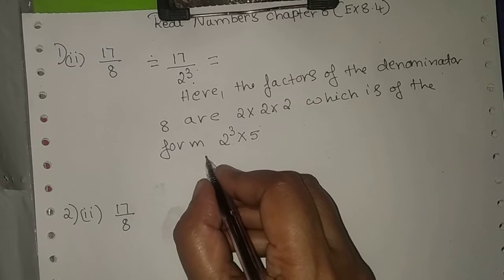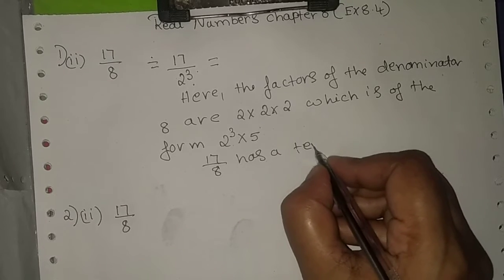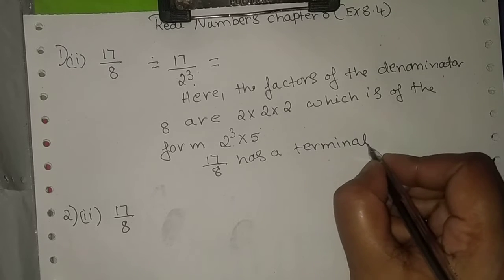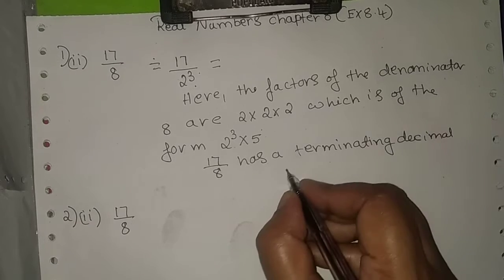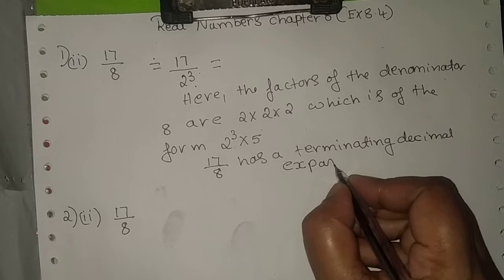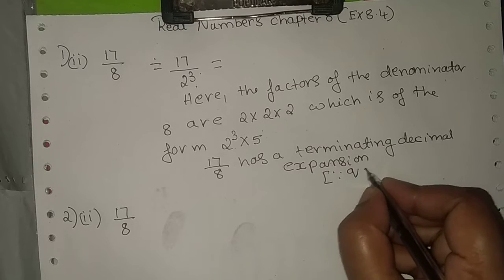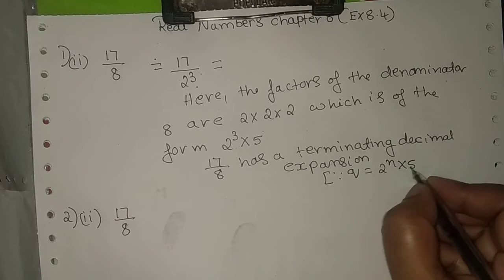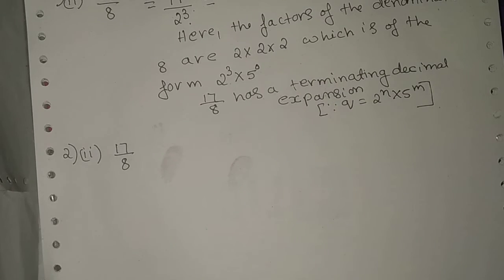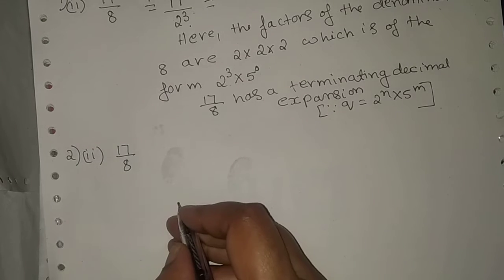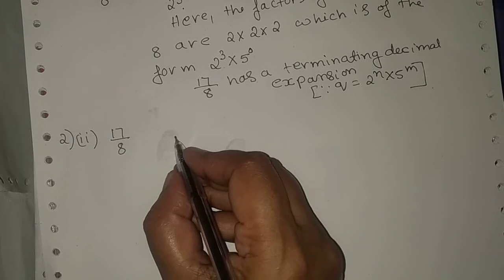Finally we write that 17 by 8 has a terminating decimal expansion, as we wrote in the previous class, because q is equal to 2 power n into 5 power m, where we can write 0 for the power of 5. So this is for the first question. Now coming back to the second question, this is 17 by 8.